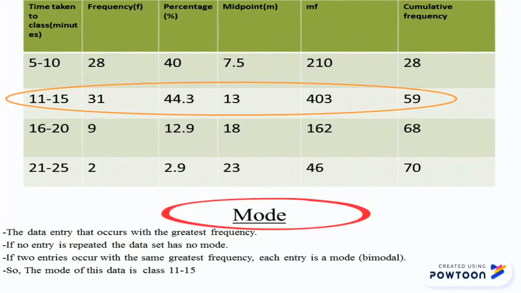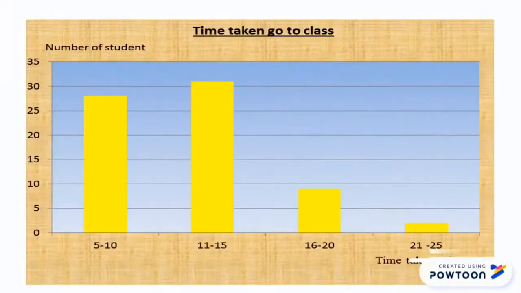What is the mode? The mode is the data entry that occurs with the greatest frequency. If no entry is repeated, the data set has no mode. If two entries occur with the same greatest frequency, each entry is a mode, and it is bimodal. So the mode of this data is class 11 to 15.